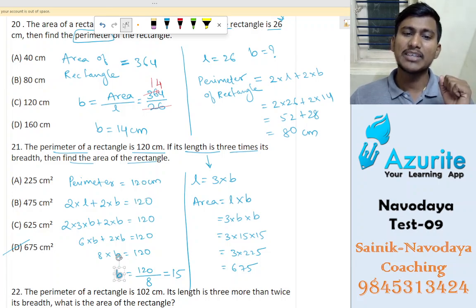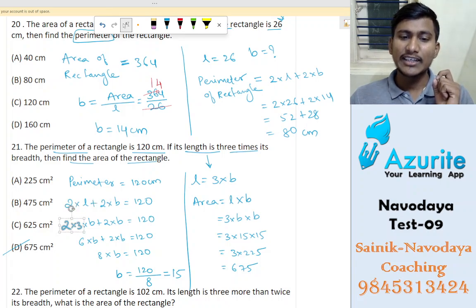We know perimeter is 2 into length plus breadth. 2 into length plus 2 into breadth is 120. Here length is given as 3 into b. So you have to take length as 3 into b. Okay? So as it is, you write everything.